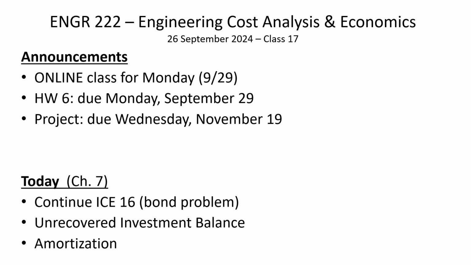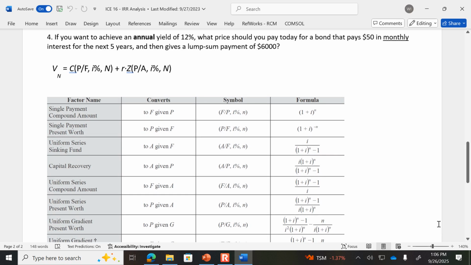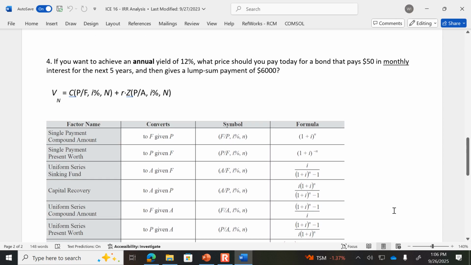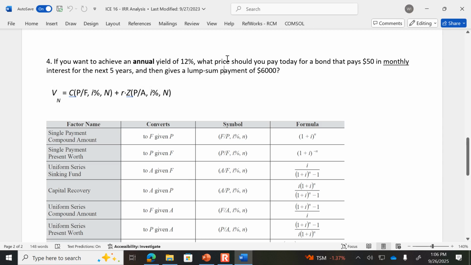We're going to do an in-class exercise today that I think will give you the remaining pieces of the puzzle for homework number 6. So let's revisit that bond problem, the one that we didn't have time to get to in class last time. This is just determining the value of a bond. The value now of a bond, where we want to achieve an annual yield of 12%. The bond pays out $50 a month in interest for the next 5 years, and then it gives you a lump sum payment of $6,000.